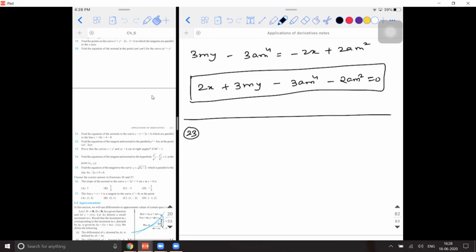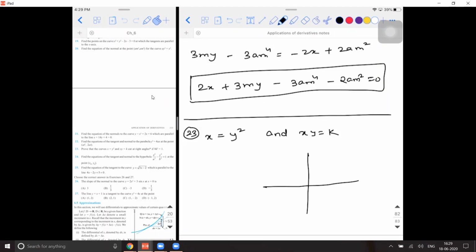So mark this problem as important. x is equal to y square and xy is equal to k. We have to prove that they cut at right angles. Sometimes they will use the word orthogonal also. Orthogonal means perpendicular. We cannot calculate the angle between curves, rather we can calculate the angle between lines. So here they have given curves.